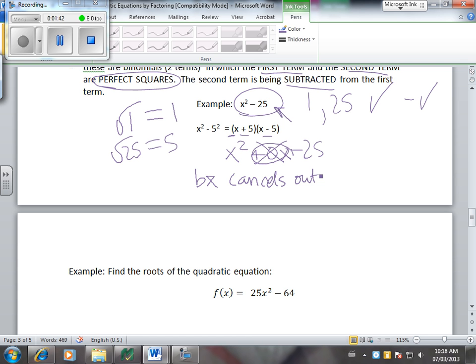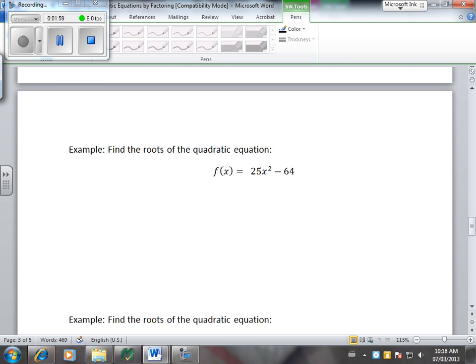And we can see this if we expand it, we'll get x squared plus 5x minus 5x minus 25. And we end up with x squared minus 25. And we got that from rainbowing this. Okay, so let's try an example here.